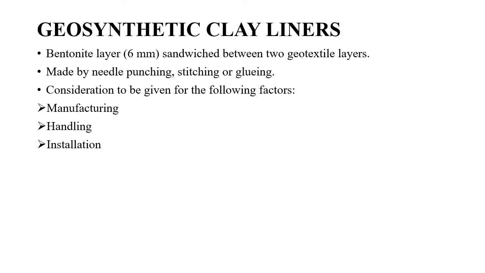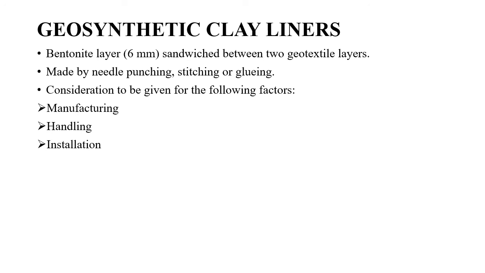So, for them to behave as one single unit, we have to bond them together by means of different processes. That is the bonding between the bentonite layer and the two geotextile layers kept above and below the bentonite. It is done by means of needle punching or stitching or gluing. Okay, so by any of these processes, you can stick these three layers together so that they will act as one single material.